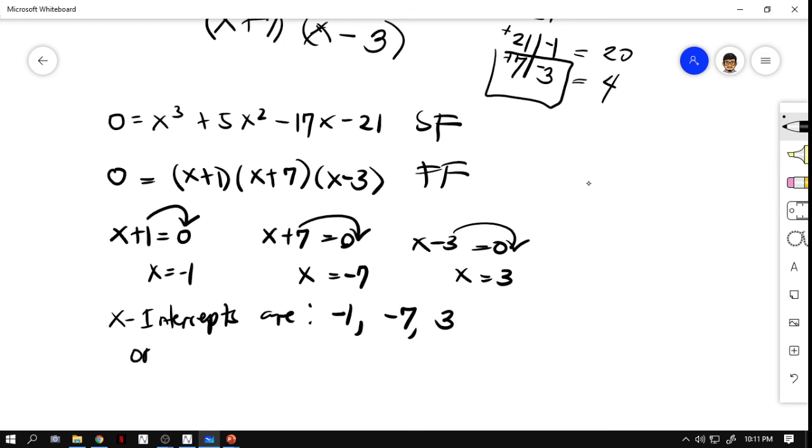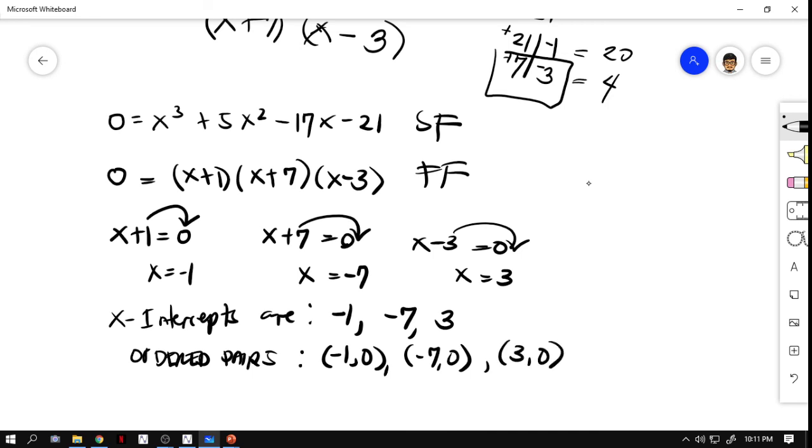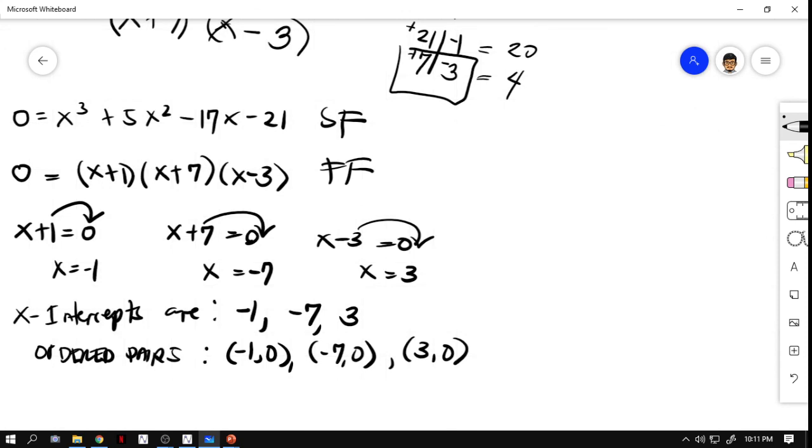And the ordered pairs in which the graph will pass through these points, we have negative 1 and 0, negative 7 and 0, we have 3 and 0. So, ibig sabihin, yung graph natin dadaan sa points negative 1 and 0, negative 7, 0, and 3 and 0. Okay? Next, we're done with the x-intercepts. Kuhanin naman natin yung ating y-intercept.